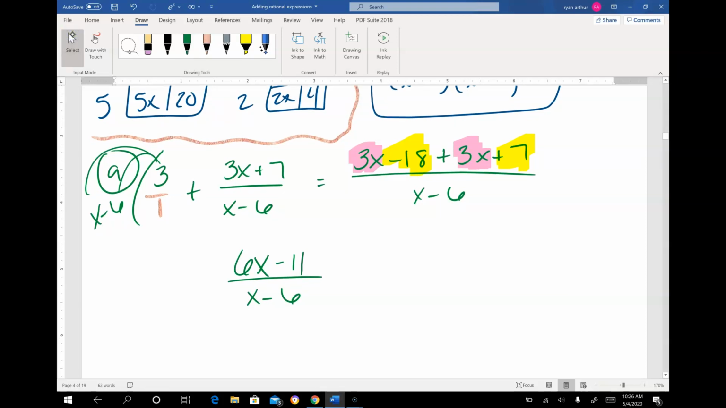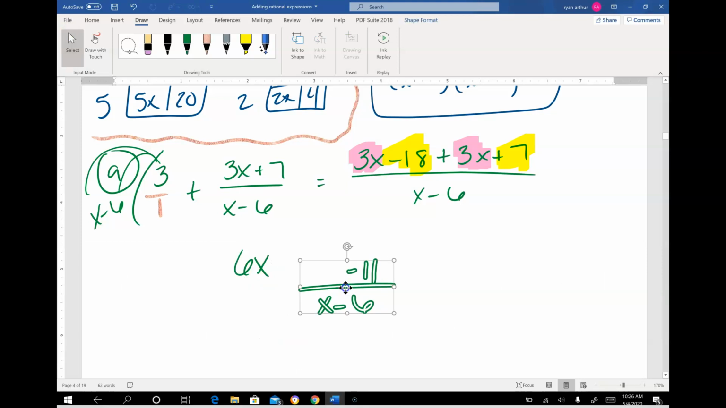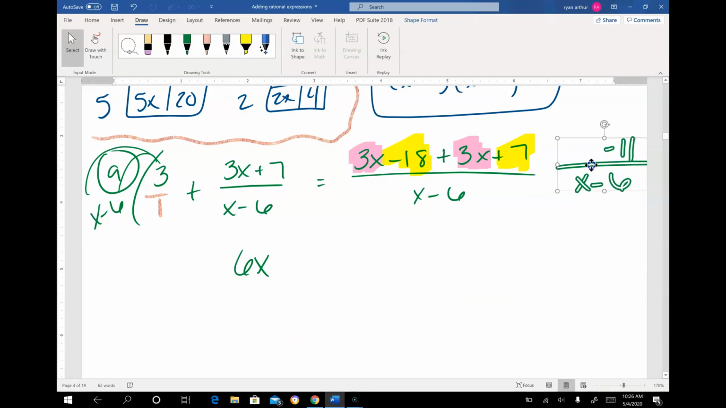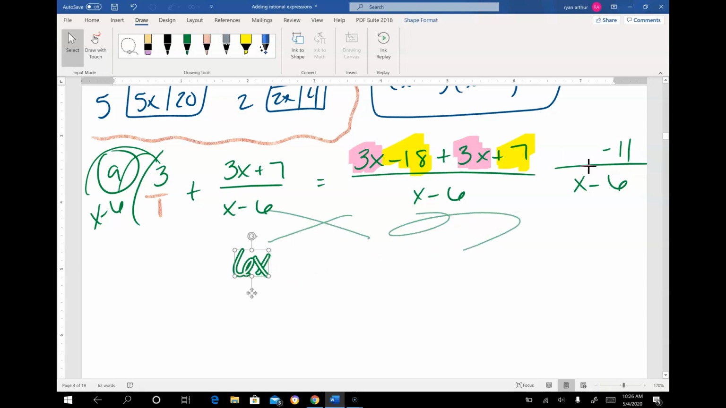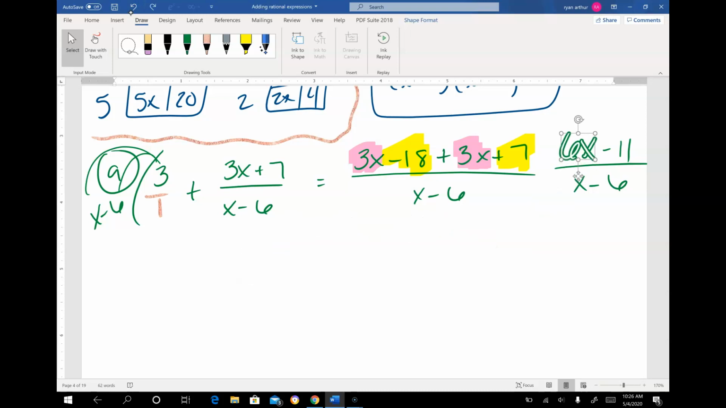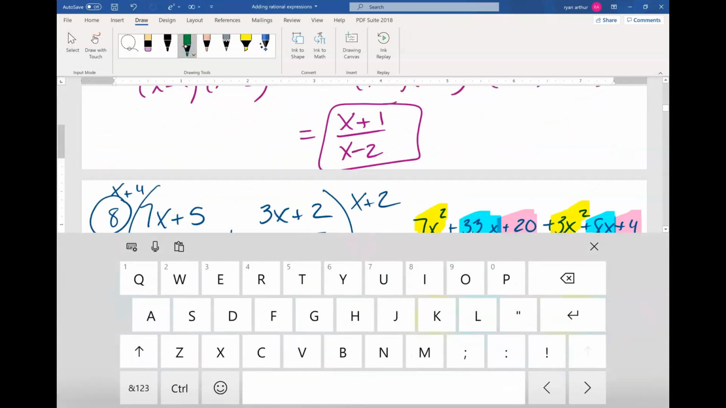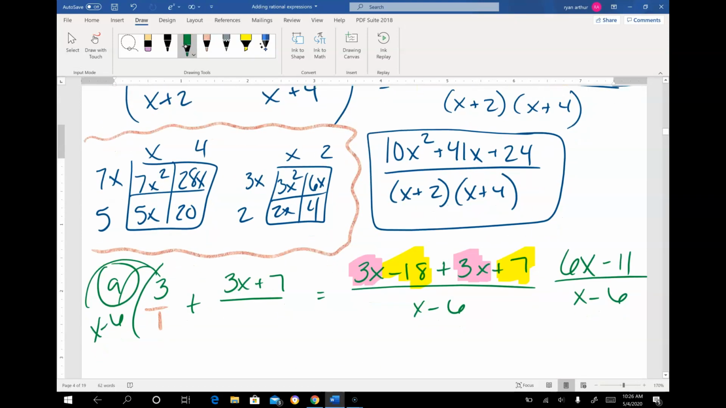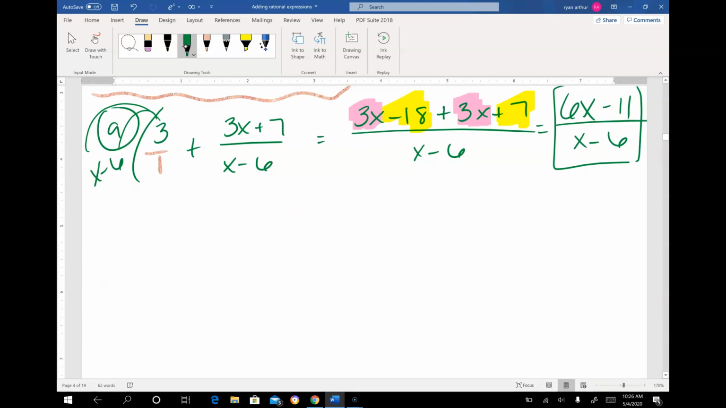Let's see if I can move it back up here, just to save some space. Ooh. There we go. All right. Okay. Calm down, computer. So that is your final answer because you can't simplify it anymore. Okay? All right. So that one was pretty. It was simple as one line.